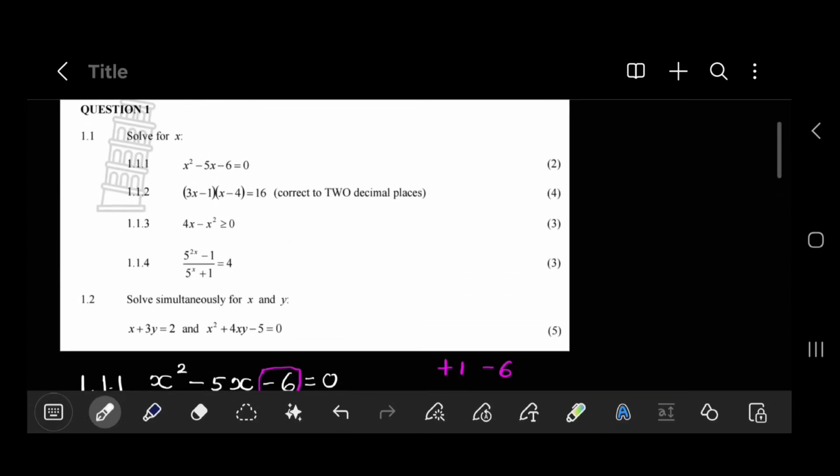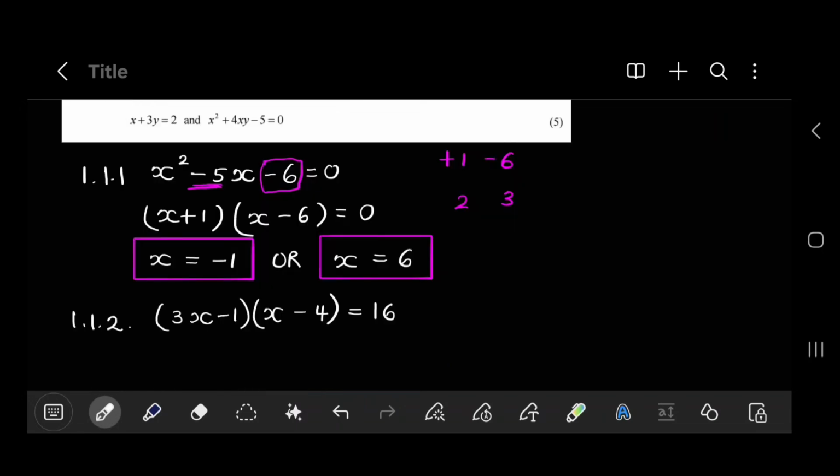Now for 1.1.2, we've got x minus 3 times x minus 4 is equal to 16. And it says correct to 2 decimal places. That means use the quadratic formula. But remember, in order for you to use the quadratic formula, your equation needs to be in standard quadratic format. Just to remind you, this is what standard quadratic format is. Ax squared plus bx plus c is equal to 0. So you have to have the 0 on the right hand side.